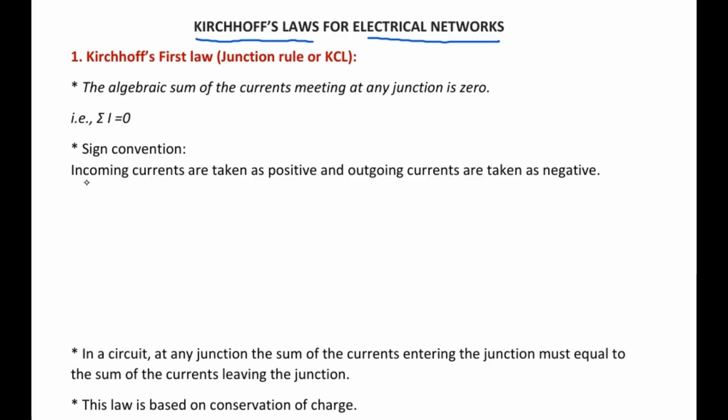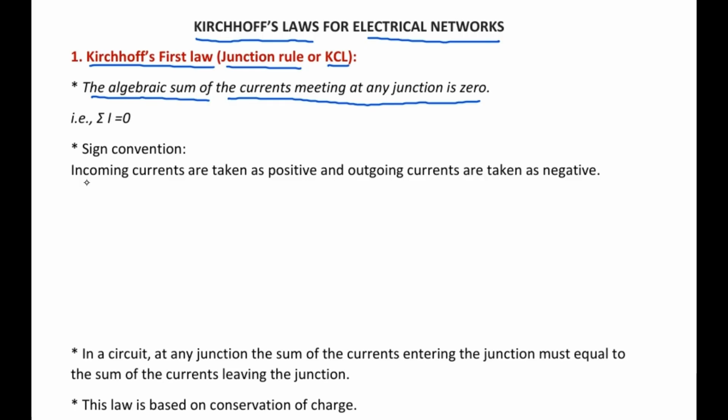There are two laws or rules here. One is Kirchhoff's first rule. It is also called the junction rule, or Kirchhoff's current law, KCL. According to Kirchhoff's first law, the algebraic sum of the currents meeting at any junction is 0. Mathematically, we can write summation I is equal to 0.